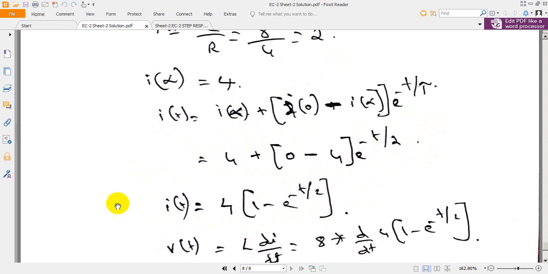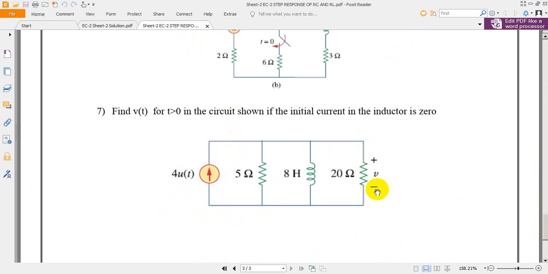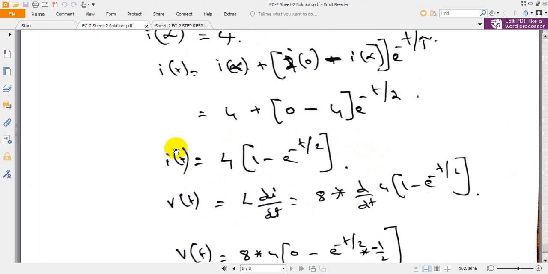But this is not our final target. Our final target is to evaluate the voltage across the inductor. Voltage across the inductor is the voltage across the resistance in this problem. If you check, we want this V, which is also equal to the voltage across the inductor. So voltage across the inductor is equal to L di by dt. In Electrical Circuits 1, when we were working with AC circuits, we had this L di by dt. So in place of i, we place 8 into d by dt of 4 into 1 minus e power minus t by tau.